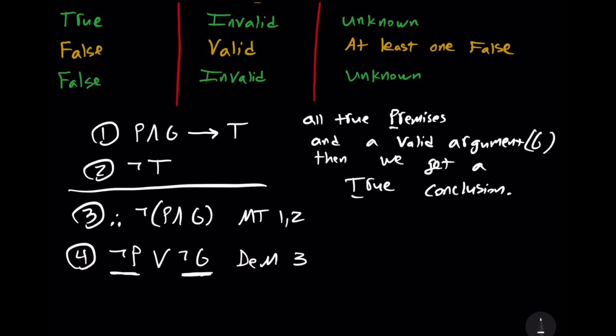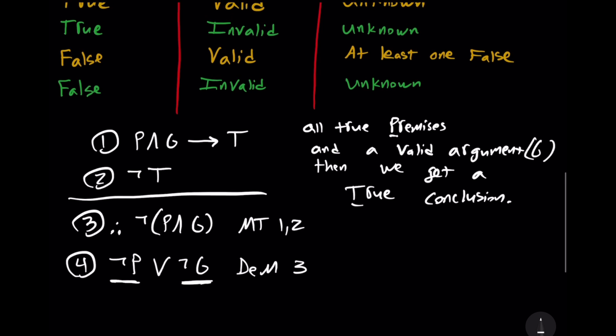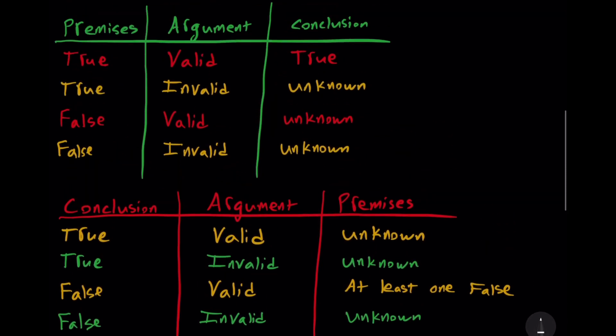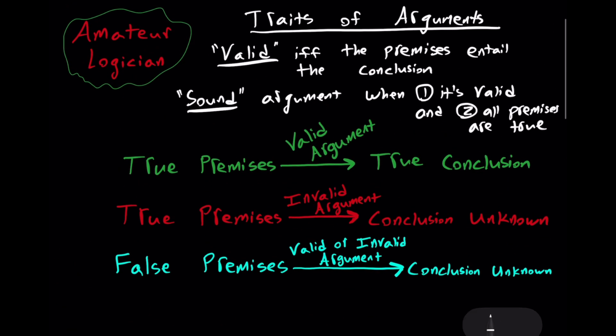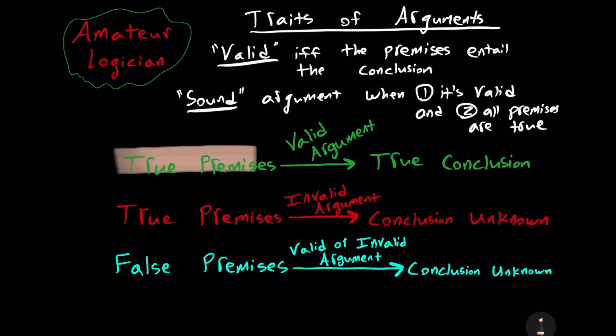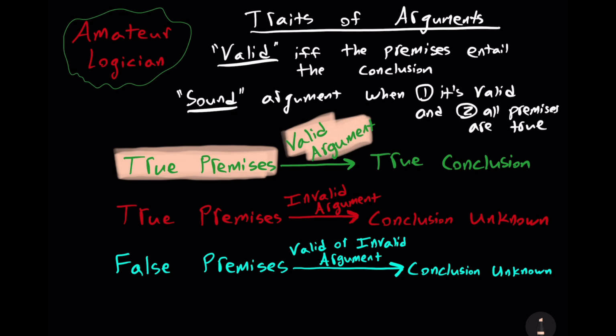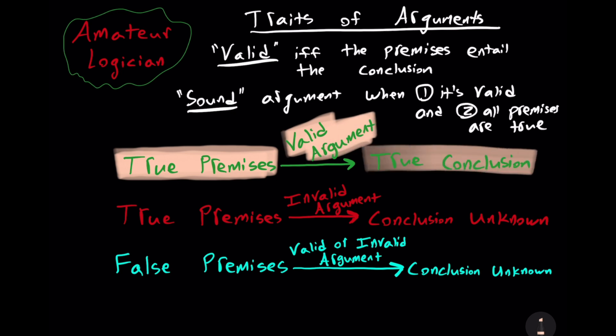So with that said, let's think about different situations. For example, the first situation is where we have all true premises. We have a valid argument. Well, then we're guaranteed a true conclusion. In other words, this first possibility just represents a sound argument. True premises plus a valid argument guarantees a true conclusion.